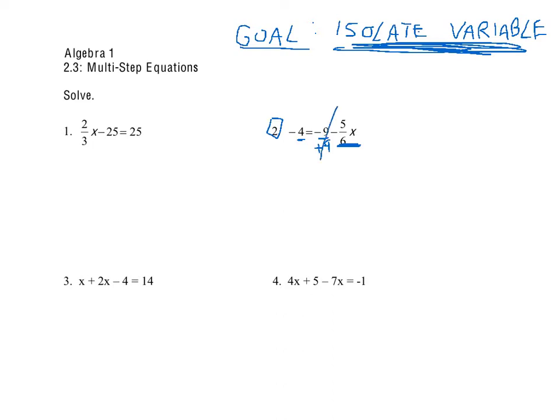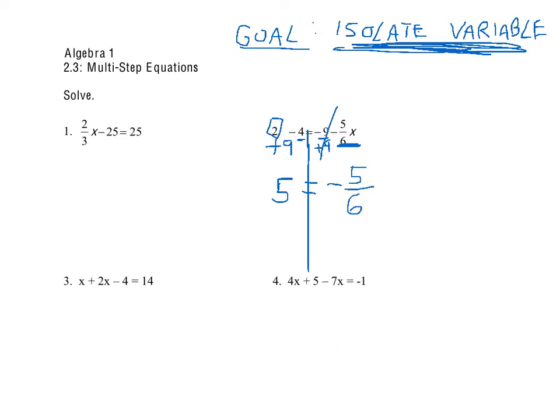Okay, I add 9, that cancels. And remember, the other thing, I'm going to draw a line straight down so I separate the left side from the right side. Okay, I add 9 on the left side. Now on the left side, -4 plus 9 gives me 5. On the right side, I just have -5/6x.